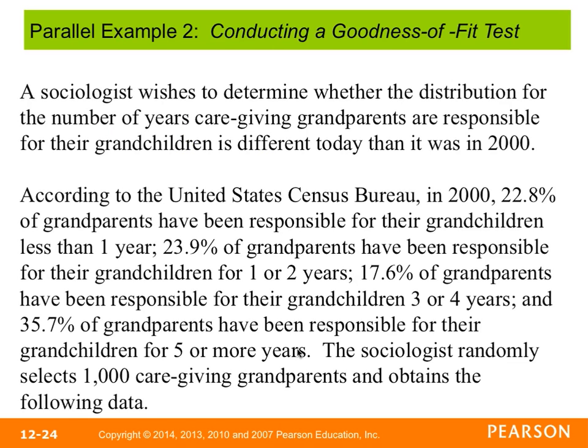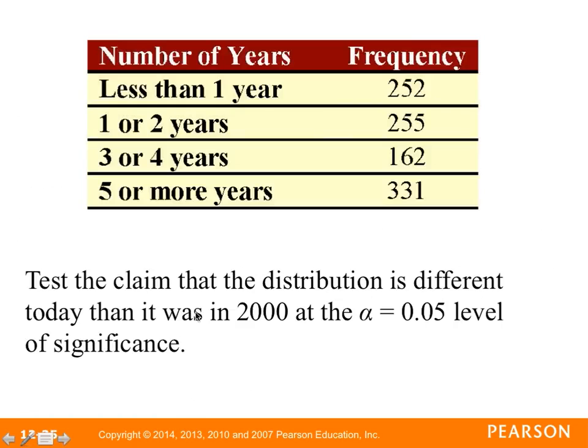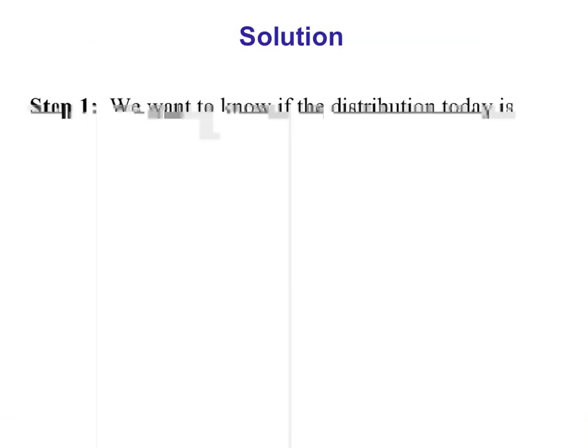So we have the same problem here. A sociologist wishes to determine whether the distribution for number of years caregiving grandparents are responsible is any different today than it was in the year 2000. So we have these same numbers that are given here. We already collected these frequencies. Okay, these are our expected frequencies for our 1000 for our new survey, and we want to test the claim that the distribution is any different today than it was in the year 2000. Alpha equals 0.05 in this case.